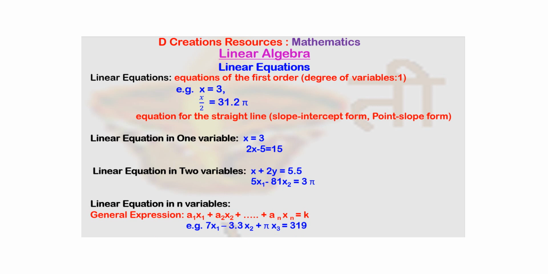Now even the situation of a linear equation in 1 variable, if you want to write it in terms of the general expression, it would be a1x1 is equal to k. Or if it's 2 variables, a1x1 plus a2x2 is equal to k. So in this way, we can express linear equations and the variables could be different as well. So as I mentioned earlier, y is equal to mx plus c, the slope intercept form for a line, is also a linear equation.